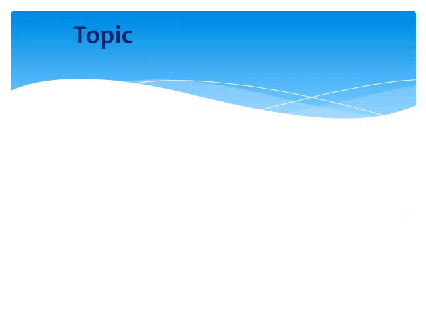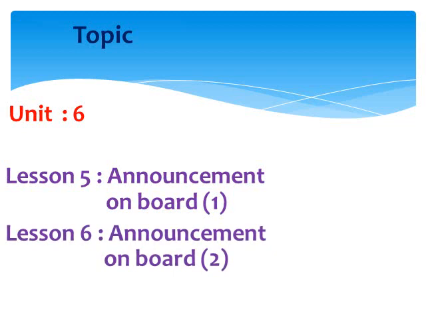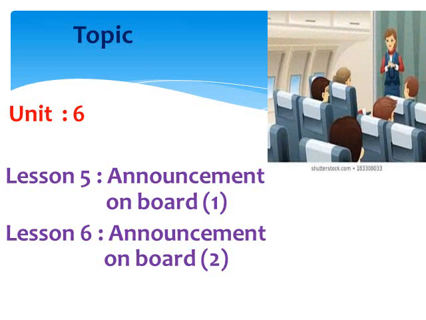Today our topic is from Unit 6. It's lesson 5 and lesson 6, announcement on board. In our previous class, we saw that Mita and Zara's family were inside the plane. They took their seats. Now, this class will proceed from that. First of all, we will go through the vocabularies.